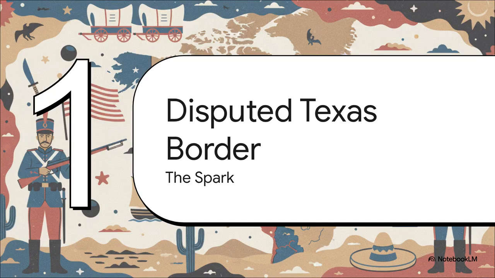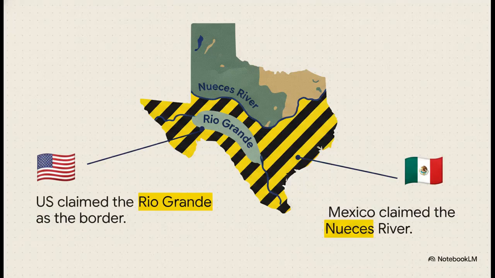All right, part one, the spark, disputed Texas border. Okay, let's dive right into this. Long before the armies actually marched, the stage was set by a massive geographical disagreement. The roots of this war go back to 1845, when the United States annexed the Republic of Texas. That single move basically transformed a regional feud between Mexico and Texas into a full-blown international standoff.